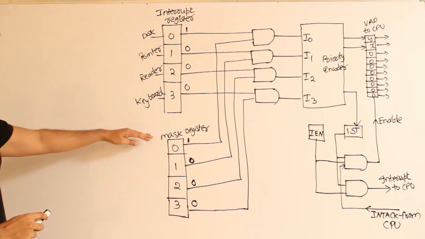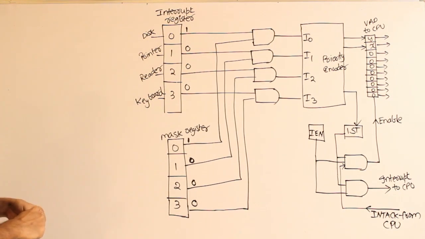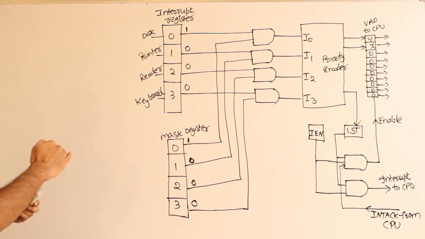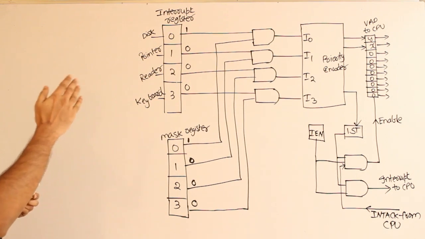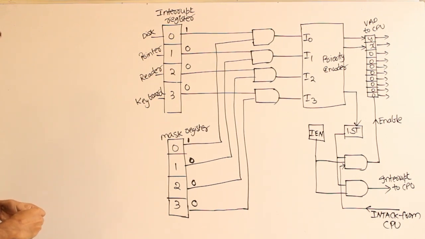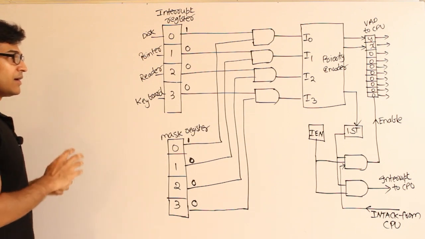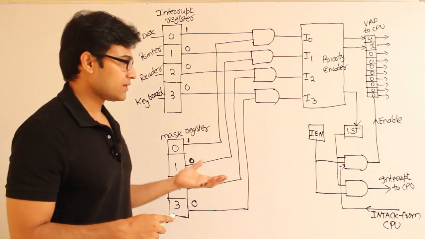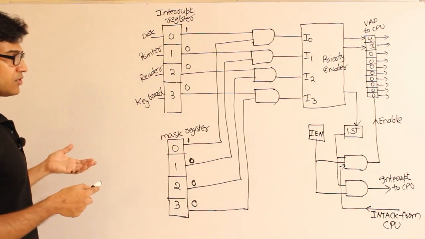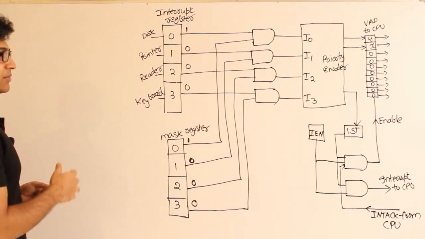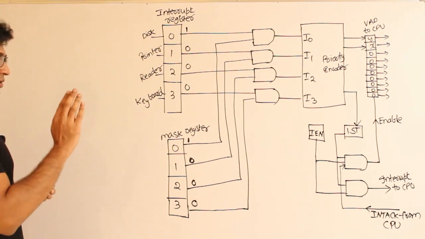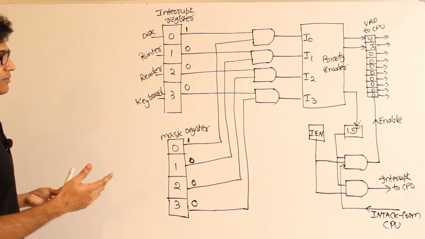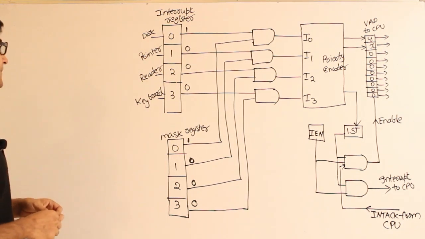That is how this mask register is used. The main purpose of the mask register is to block out lower priority devices from interrupting whenever a higher priority device is being serviced. And one more thing, you need not memorize this, I am just explaining it for the sake of understanding. In case they give you such a circuit in the exam, you will be able to analyze it. So try to understand it. Maybe you can take it down and revise it, but you need not memorize it.